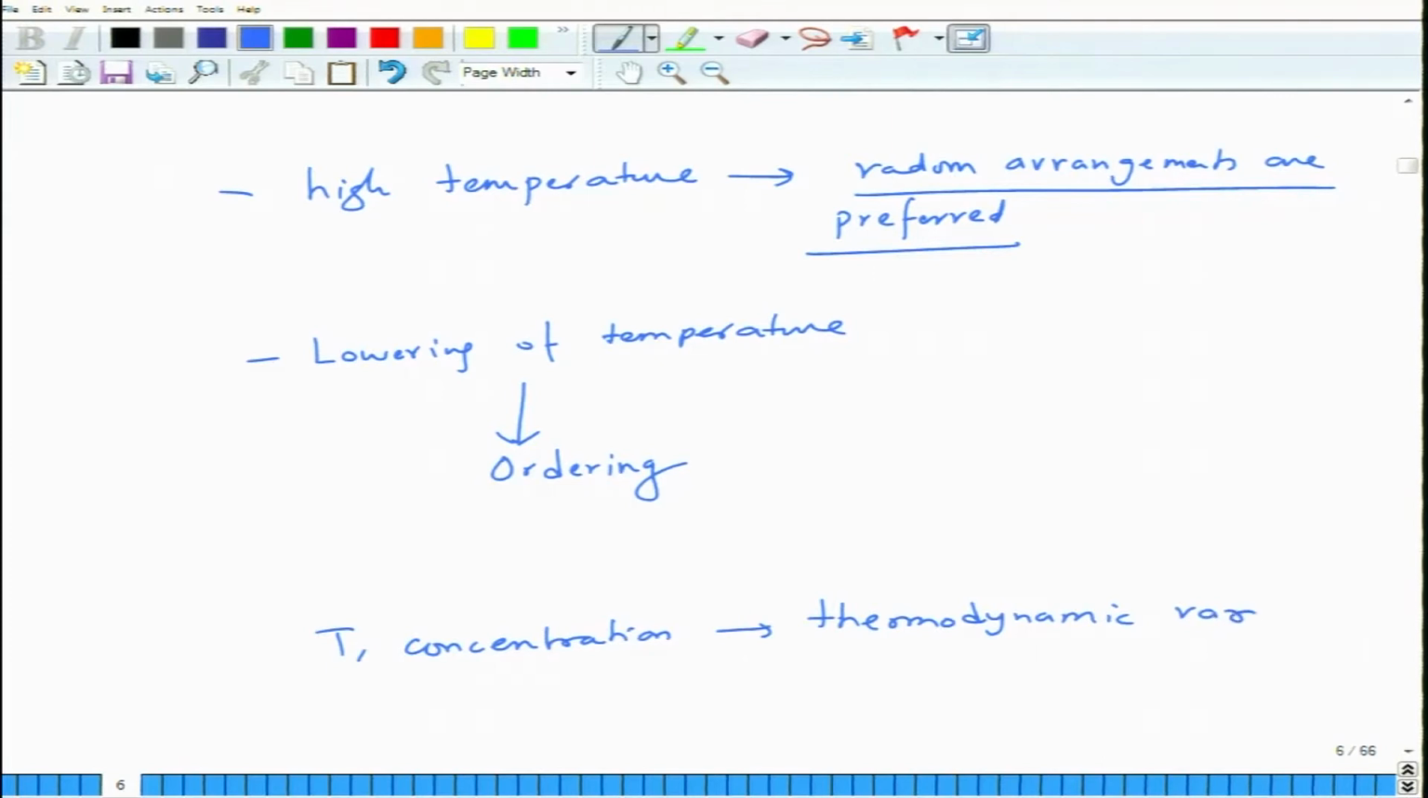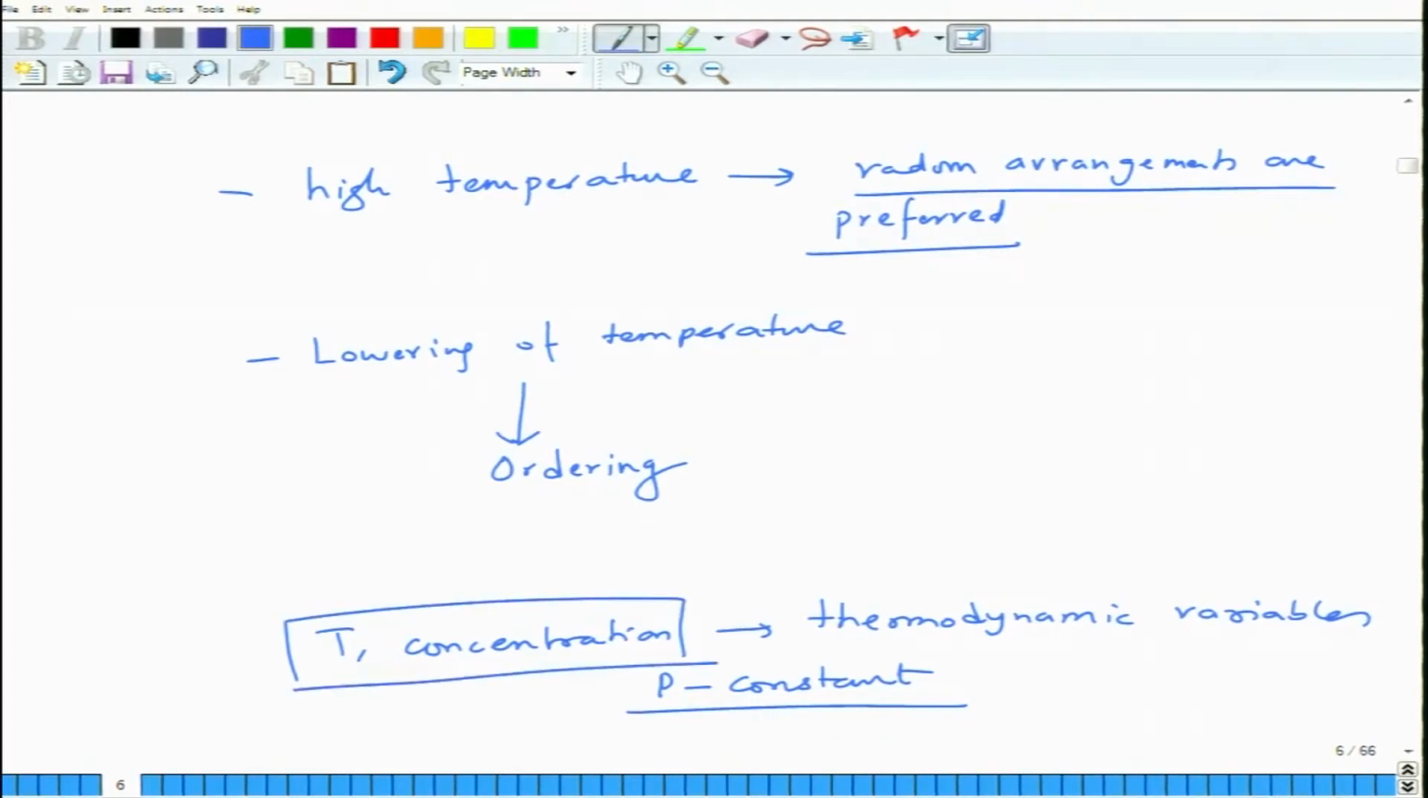Of course, pressure is also a thermodynamic variable, but in most metallurgical processes, at least these kinds of processes, pressure is kept constant. So yes, temperature and concentration both are variable. Here we were talking of fixed composition, but of course if you change the composition, you will have to change the whole thing altogether, and you may find that something else is happening there.